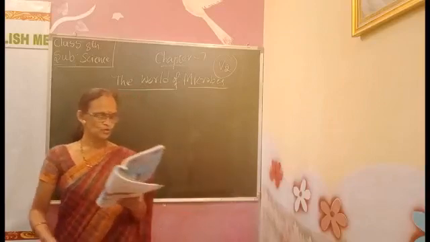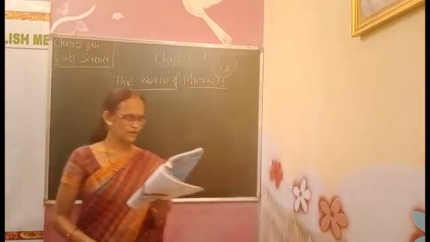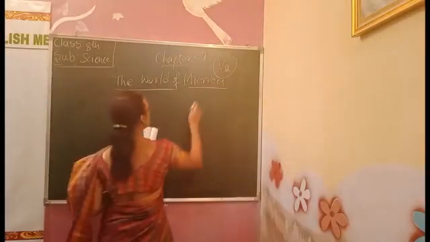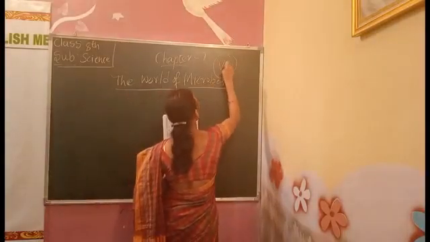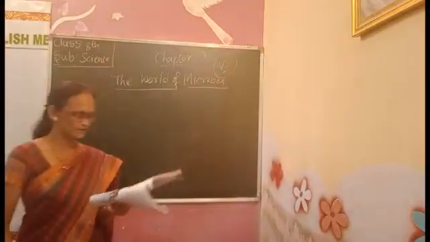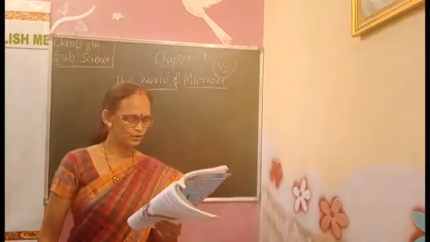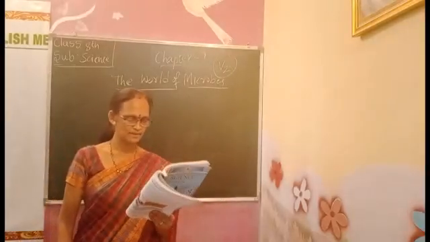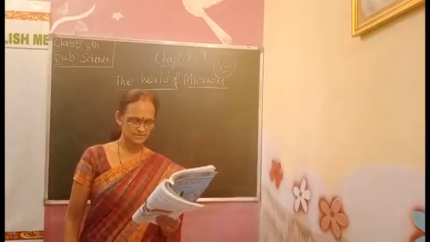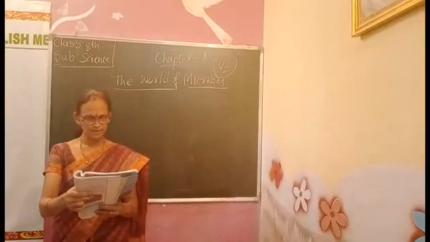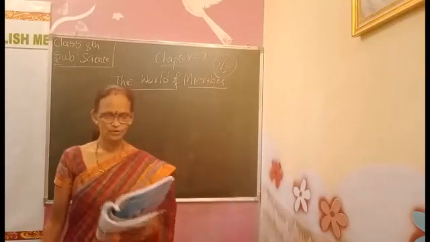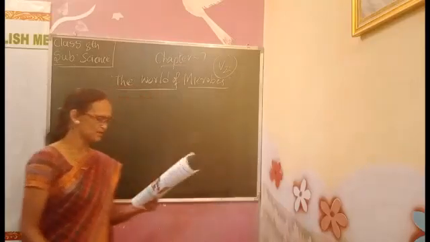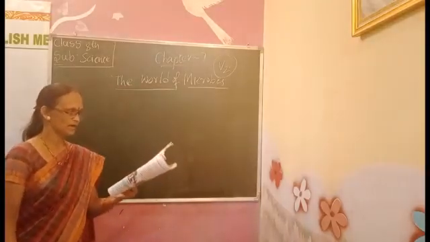Now let us go to the next part of the lesson, that is, where do microbes live. Microorganisms are widely distributed in nature and exist as unicellular, multicellular and cell clusters. Some microorganisms are beneficial and some are harmful. The major types of microbes are bacteria, fungi, protozoa, algae and virus.